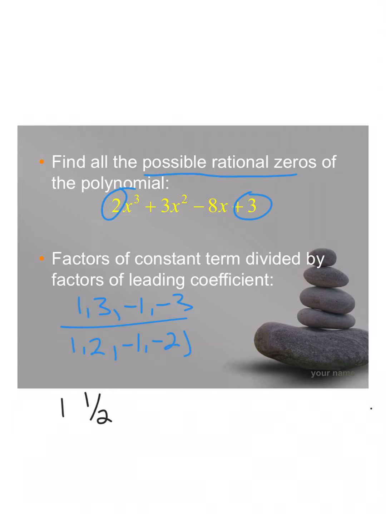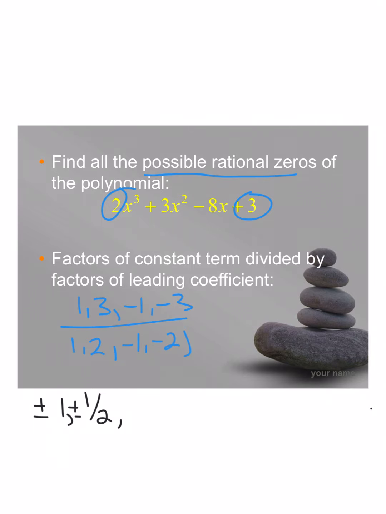We're going to continue this process, and I'm going to divide 1 by all of my values in the denominator. So if I divide 1 by negative 1, I get negative 1. And if I divide 1 by negative 2, I get negative 1/2. So I know that I have a positive and negative 1, and I also have a positive and negative 1/2.